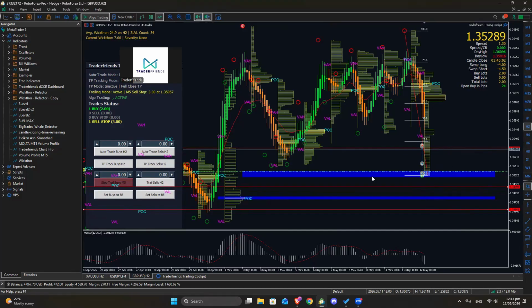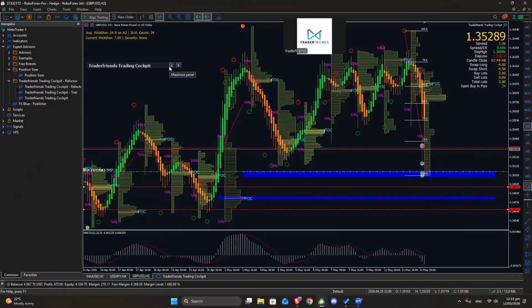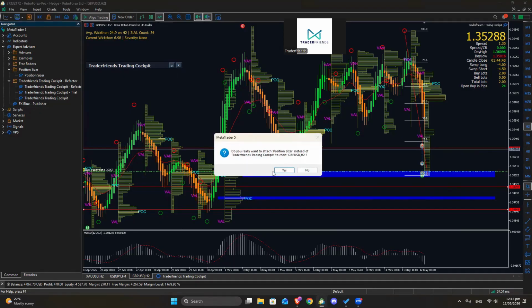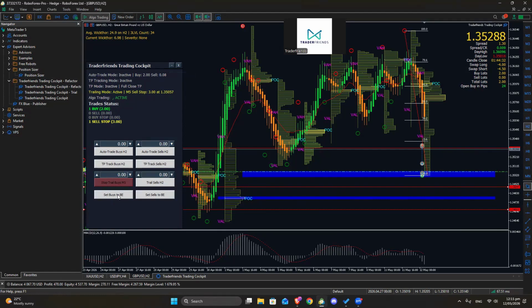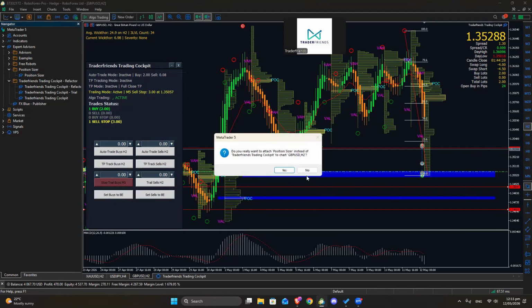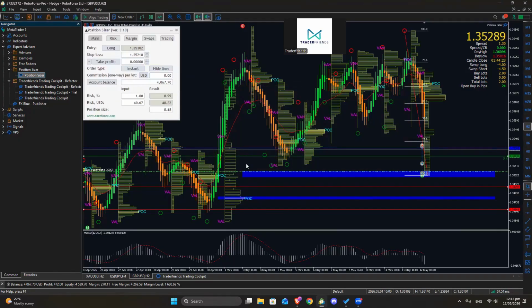And then I used the position sizer, which is another expert. The position sizer here. Okay, so I'm going to minimize this, and I'm going to put the position sizer on. We cannot. Okay, so yeah, it will delete the cockpit. You cannot overlap them. Here's the position sizer. Let me just show you.